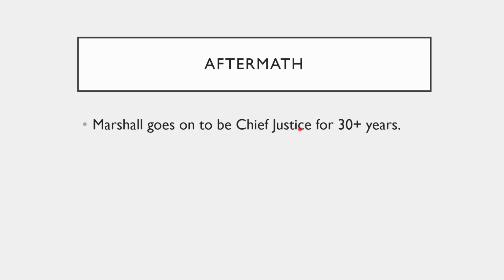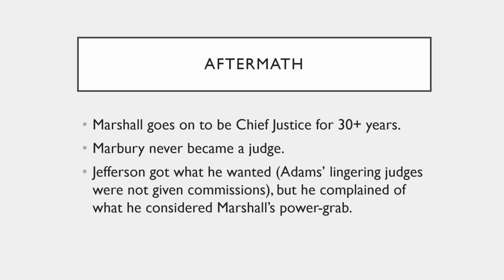Marshall goes on to be Chief Justice for another 30 years, maybe the most famous Chief Justice of them all. Marbury never got to be a judge and probably hated Marshall the rest of his life. This is a funny case because Jefferson got what he wanted. The Adams lingering judges were not given commissions and did not take office. But he complained of what he considered, probably rightly, Marshall's power grab.